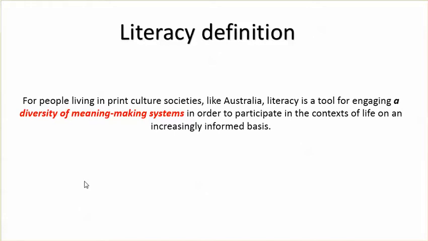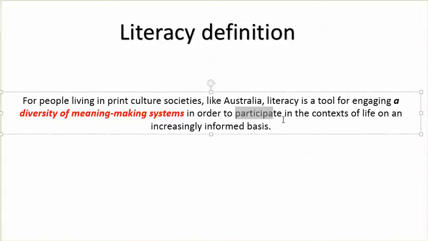So there will be different genres. There will be different frames of reference. There will be different modalities. So it will be painting, and pictures, and ornamentations, and videos, and all of that, right? So a diversity of meaning-making systems, which is not just modalities, but also different ways of working with text and structuring and organizing text, and different frames of reference, which are relevant for a particular genre but not relevant for another. So literacy is a tool for engaging a diversity of meaning-making systems.